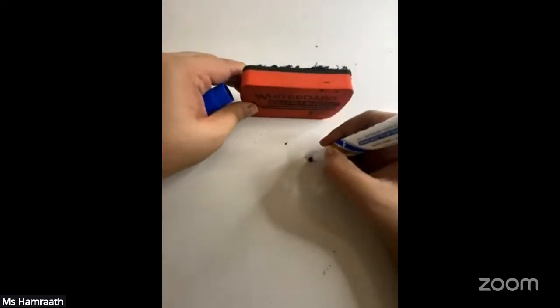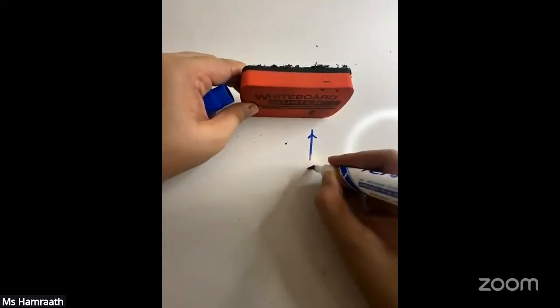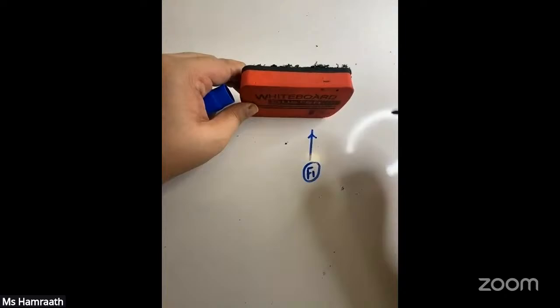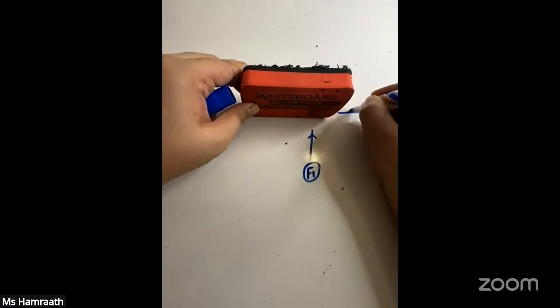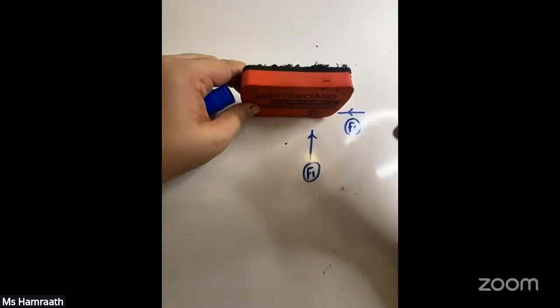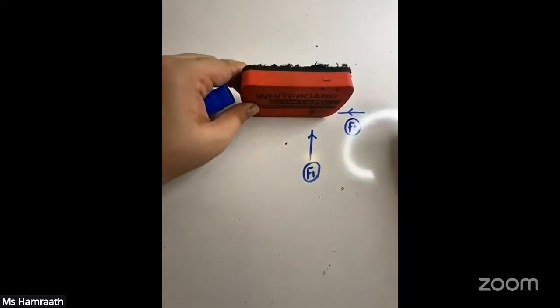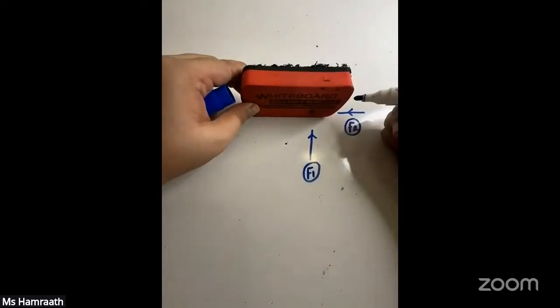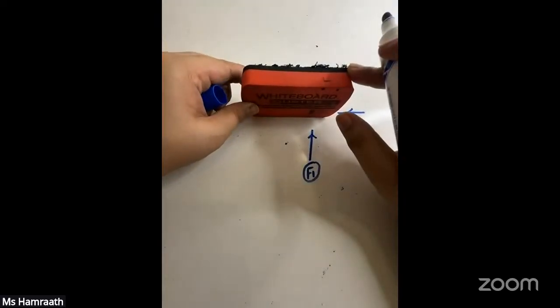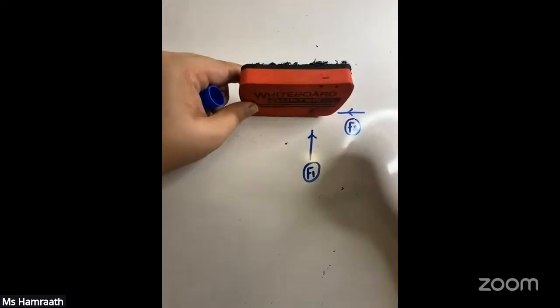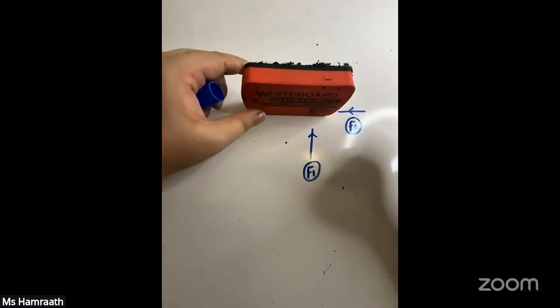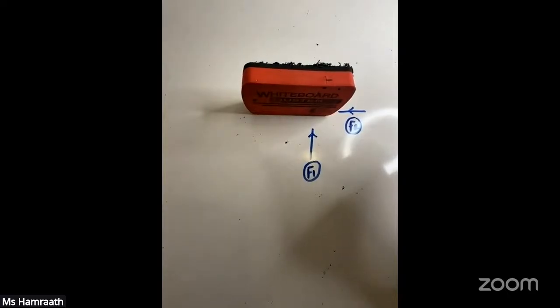Now if I apply a force in this direction, let me mark this as F1, and let me mark this as F2. If I apply a force in the direction of F2, can you tell me in which direction the door will rotate? Is it in the direction of F1 or F2? Very good. In the direction of F1. Why did you say F1?